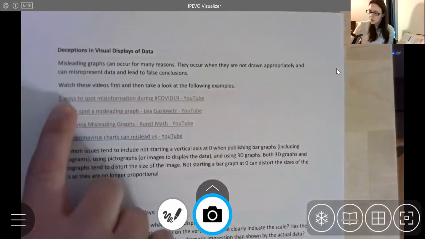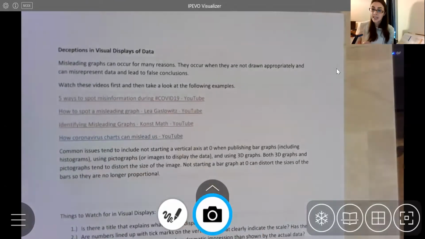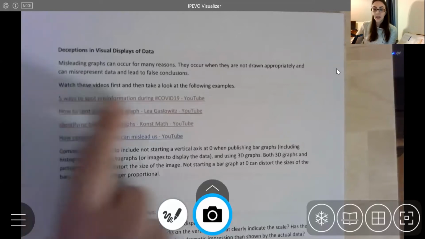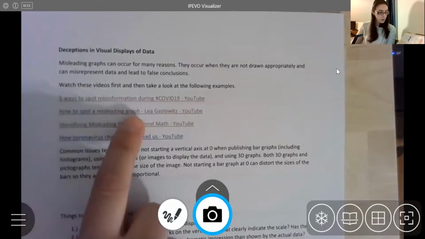So for this one here, 5 ways to spot misinformation, it just reminds you to do things like check the date of when the data came out, right? So if you're looking at something and it was published 5 years ago, that data may not be accurate anymore. Things may have changed. Look at who is publishing the information. Is it a reputable source? A lot of times things come out and the source may not be reputable, or it could be a joke, right? Sometimes there are joke files and joke sources as well. So those are just a couple of things to watch for with your information, and in misleading graphs as well.